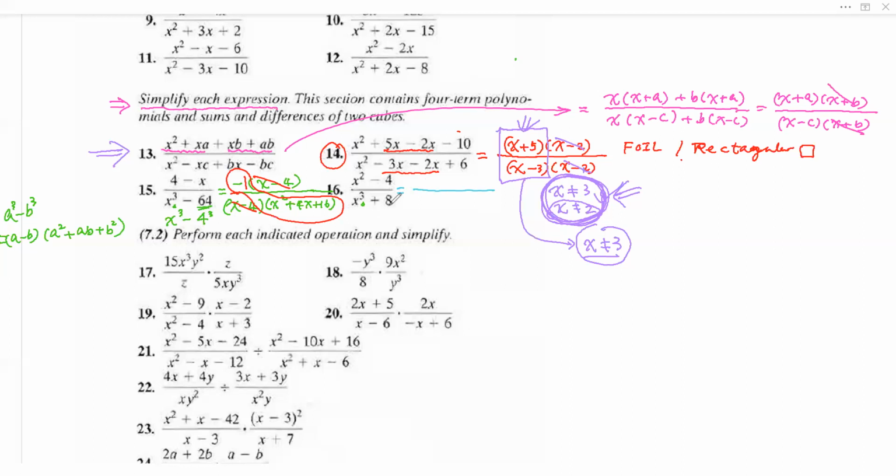Same. Here 2 is 2 cubed, 8 equals 2 cubed, right? So the denominator can be factored into x plus 2 times x squared minus 2x plus 4. The numerator you can factor into x minus 2 times x plus 2, right? So the common factor is x plus 2. The rest is x minus 2 on top, and the denominator is this part.